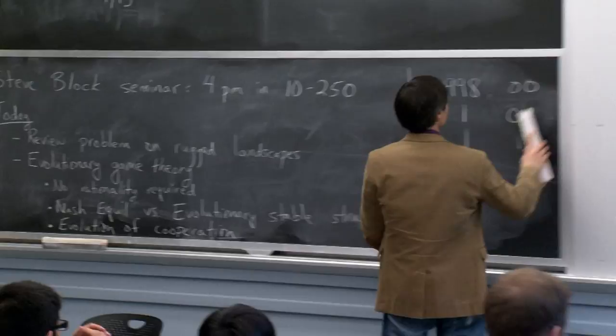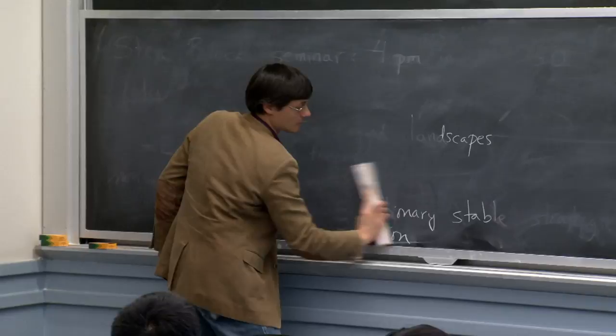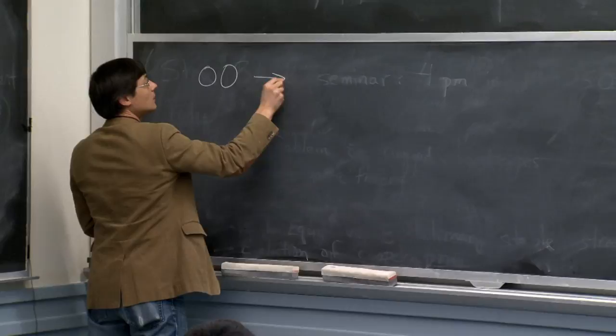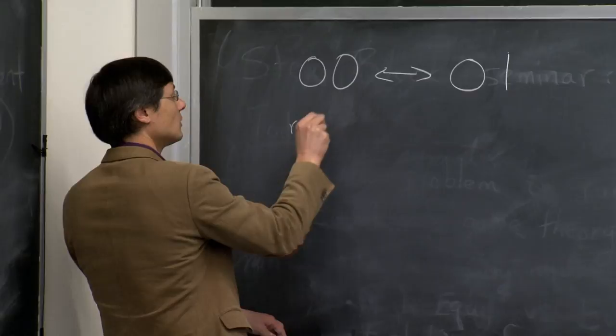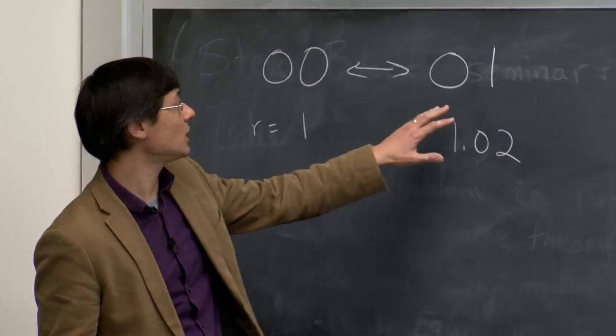So for example, let's imagine that we just have the 0,0 and the 0,1 states, so we don't have to worry about going up the landscape. What we have is a relative fitness R of 1 and 1.02. Now what we want to ask is, what is the rate of going back and forth?